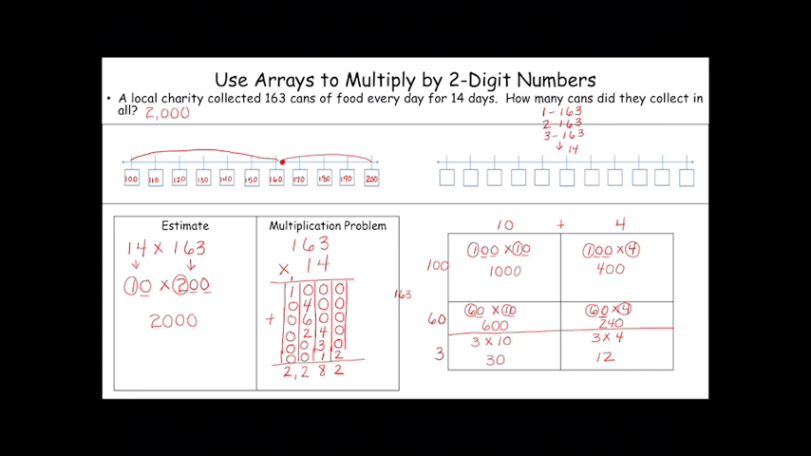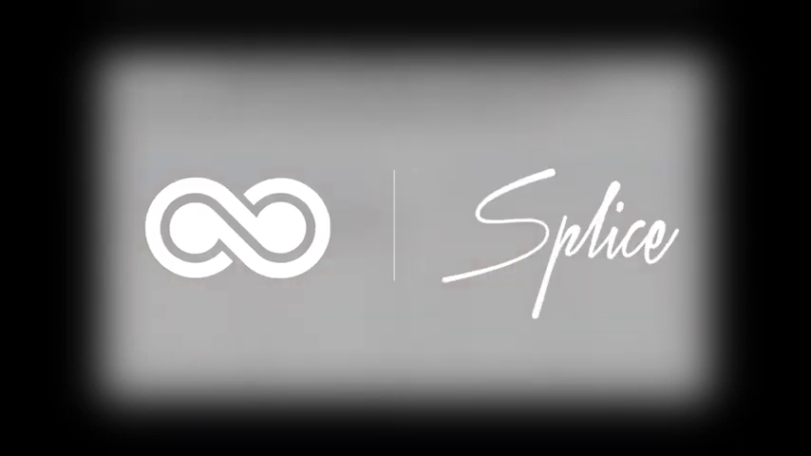And we'll move into the standard algorithm and what that looks like when you go to multiply. I hope this video was helpful.